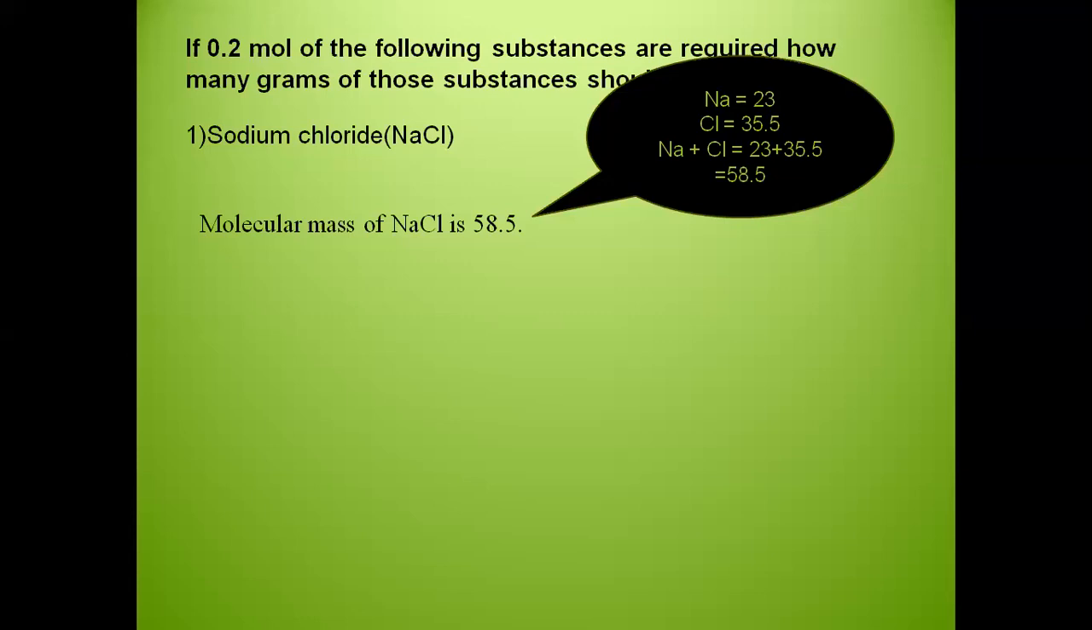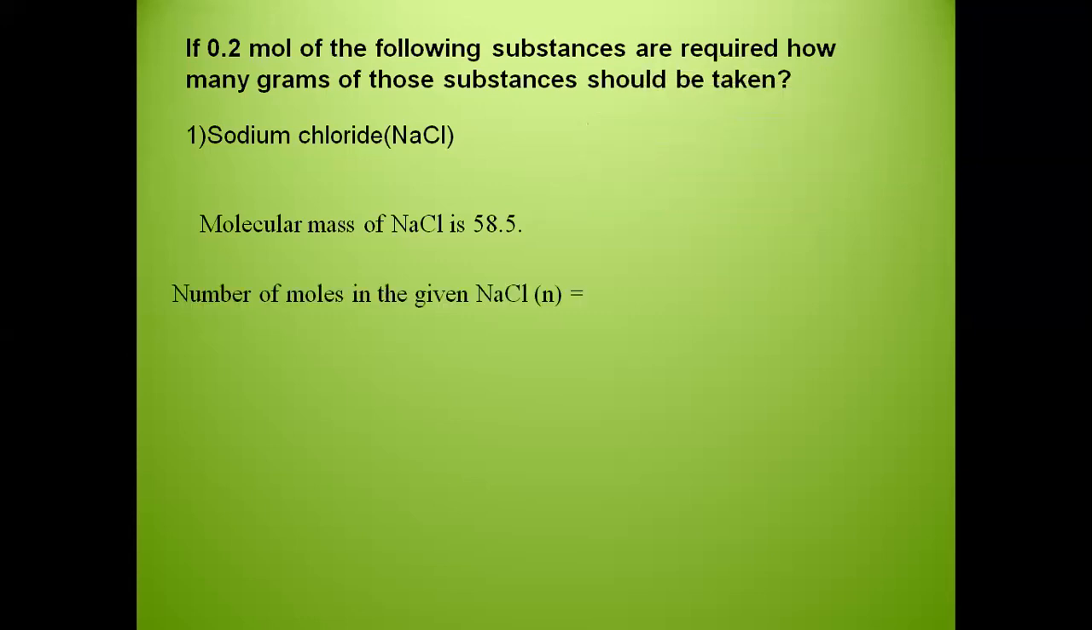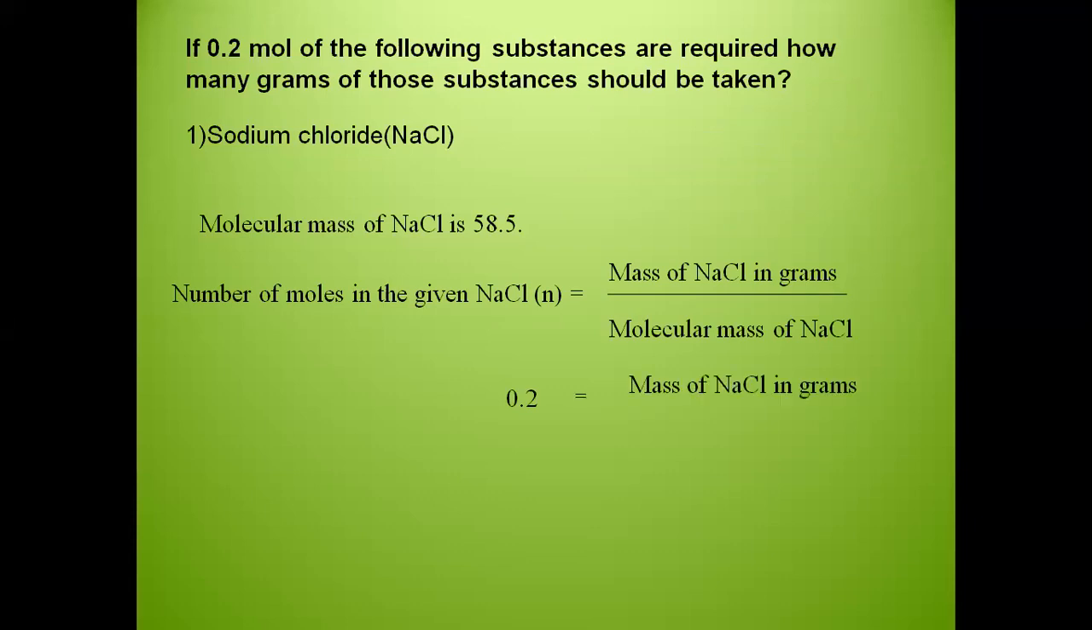And from the formula of moles, we know that number of moles of the given NaCl is mass of NaCl in grams upon molecular mass. Usually we calculate number of moles, but this time number of moles is given to you, which is 0.2. Mass of the sodium chloride is what they're asking you to solve. And molecular mass, you have already calculated, which is 58.5.